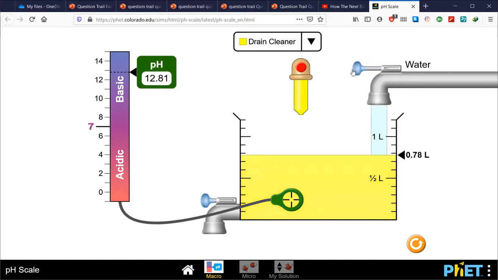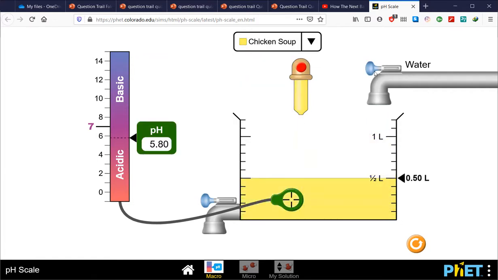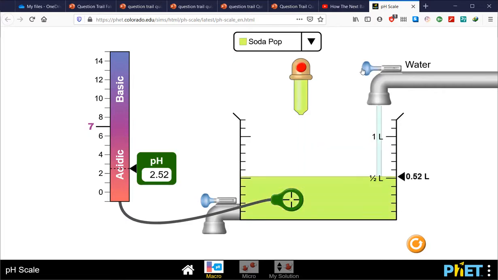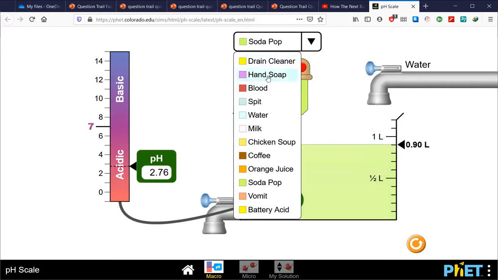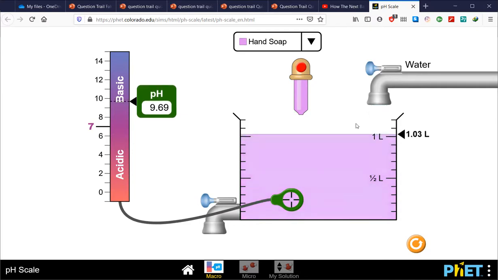So pH is going down, down, down, down, down. Okay. Let's try something else. The pH went below 7. Okay. Let's put in water. pH went up. All right. Let's try something else. Soda pop. Let's put in water and the pH went up. And let's try soap. Put in water and the pH went down. So if it's above 7, it went down. And if it was below 7, it went up.